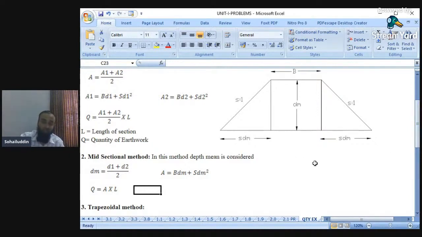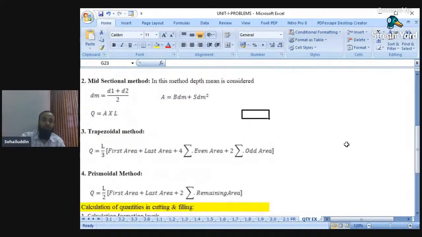We are considering it to be a trapezoidal shape, but in buildings we find it in rectangular shape: length into width into depth of the foundation of a column. In that way we find it as a rectangle, but for the section of road we find it as a trapezoid, because we have to provide slope on both sides of the roads. So the concept here is somewhat different. These are the two methods.